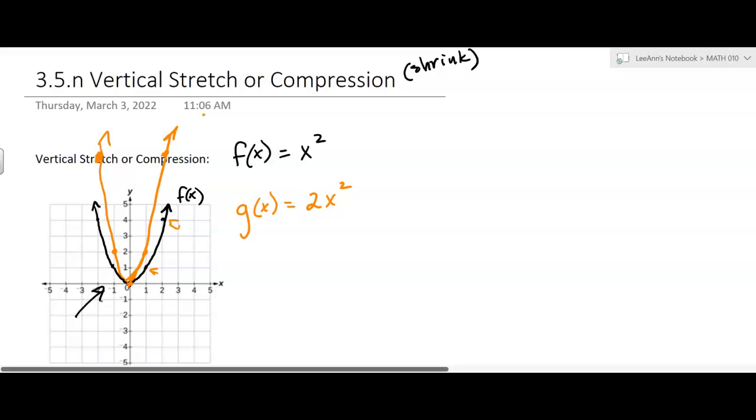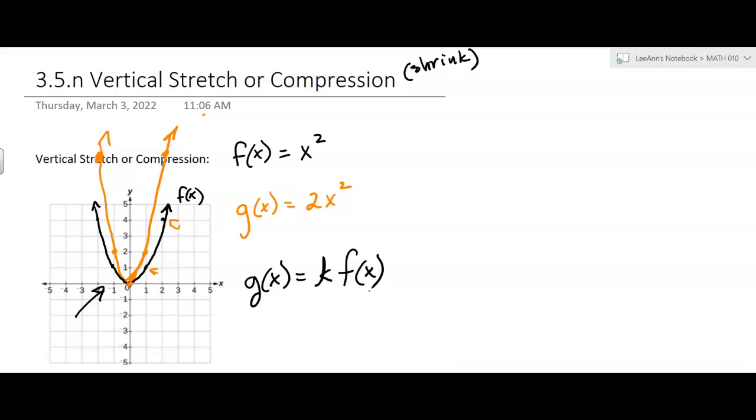So for a vertical stretch, g of x looks like some constant k times f of x. Now, if k is positive, it'll be a stretch like we see here. If k is negative, it's also going to reflect. The negative is going to reflect it. So it'd be stretched still, but it'd be upside down. That's the way that works.